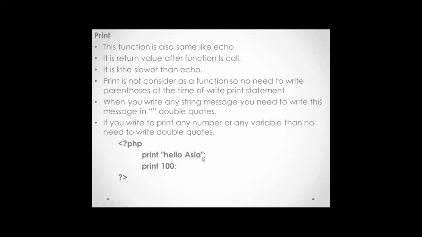See, here hello Asia is my string, and before starting to print a string message, I use the double quote sign, same as echo. Likewise, if I want to print the number 100, I do not use the double quote sign. I just use print then 100. It will print 100 on my screen. Similarly you can use it with a variable: print then the variable name. If you are using the double quote sign, it will also print the same number and variable value. There is no change in printing.